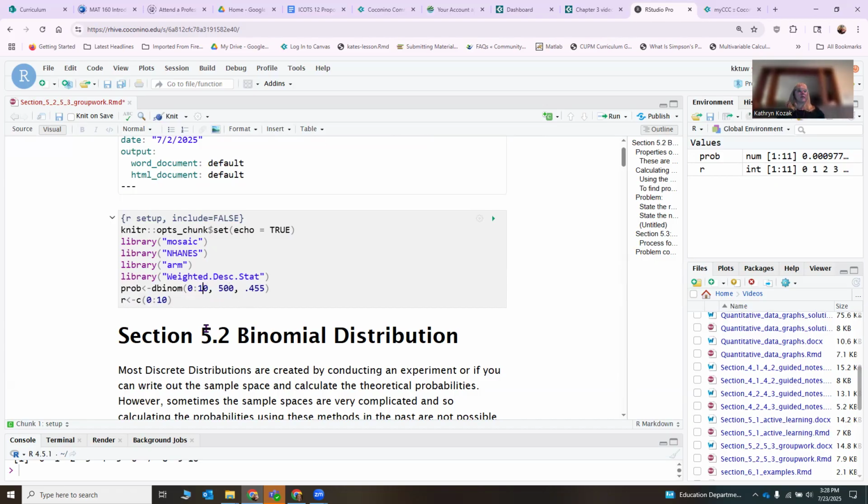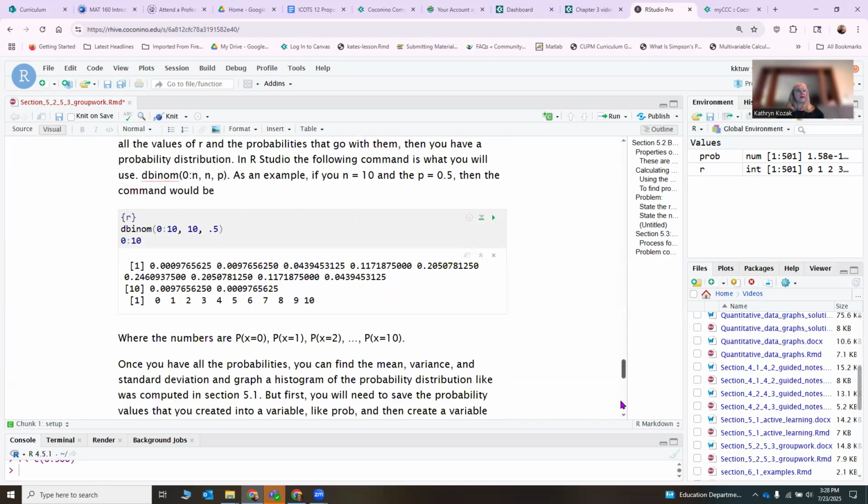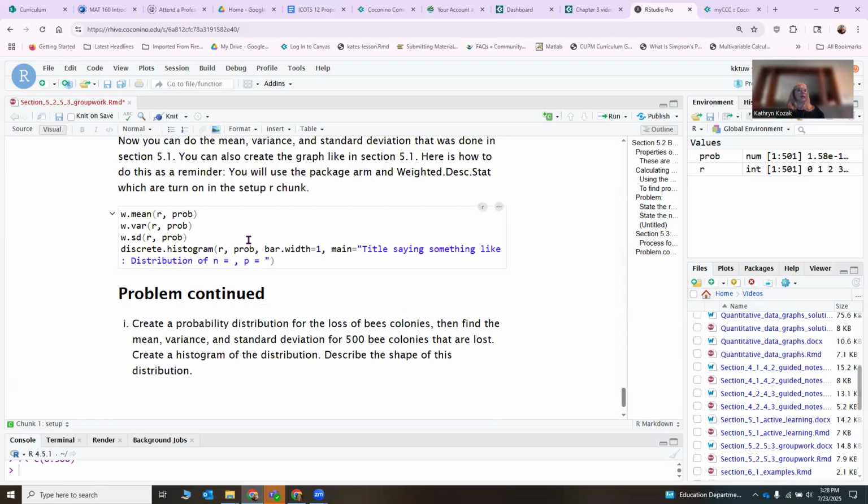So that means we also have to go 0 to 500. And then the same thing here, we want this to be 0 to 500. I'm going to rerun this. So I've saved these now. I've calculated all the different probabilities for this, these R values from 0 to 500. And now I can do all my calculations.